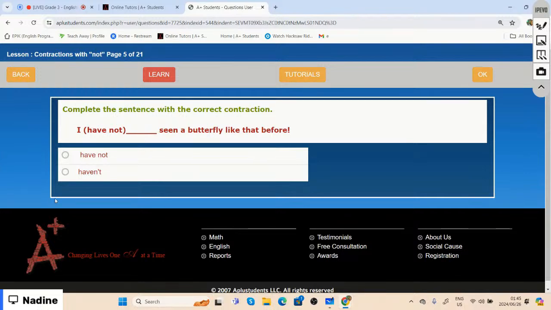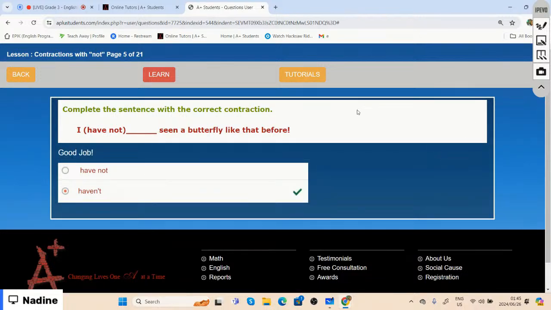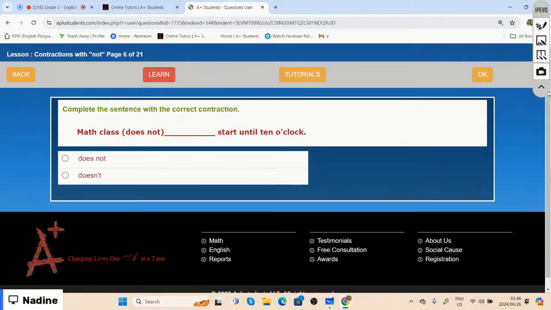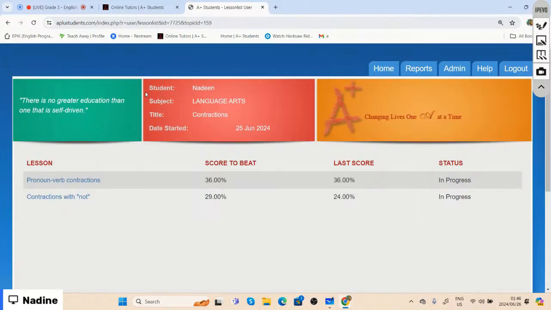All right, so we can say I haven't, which is option two, seen a butterfly like that before. So well done. All right, so that is now the end of our lesson on contractions. We said contractions are a shortened form of two words, right? We remove one or more of those letters, and then we add the apostrophe, and that is basically to shorten the words. We have pronoun verb contractions as well as contractions with not.